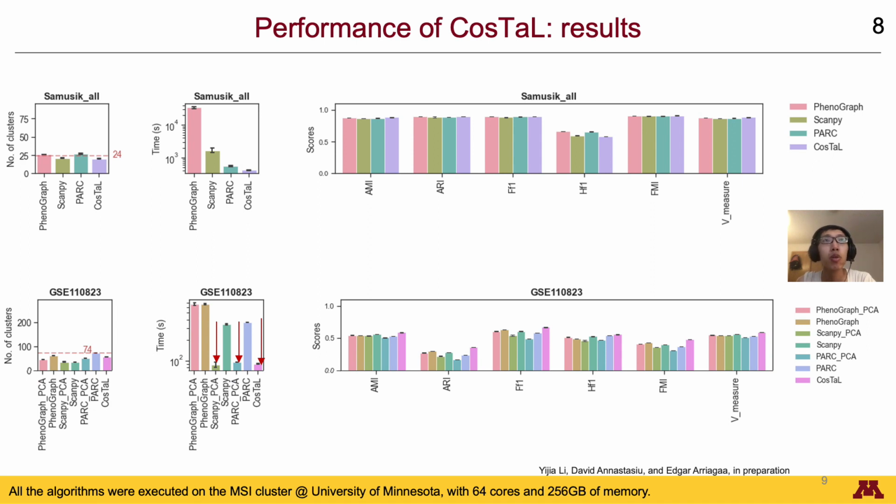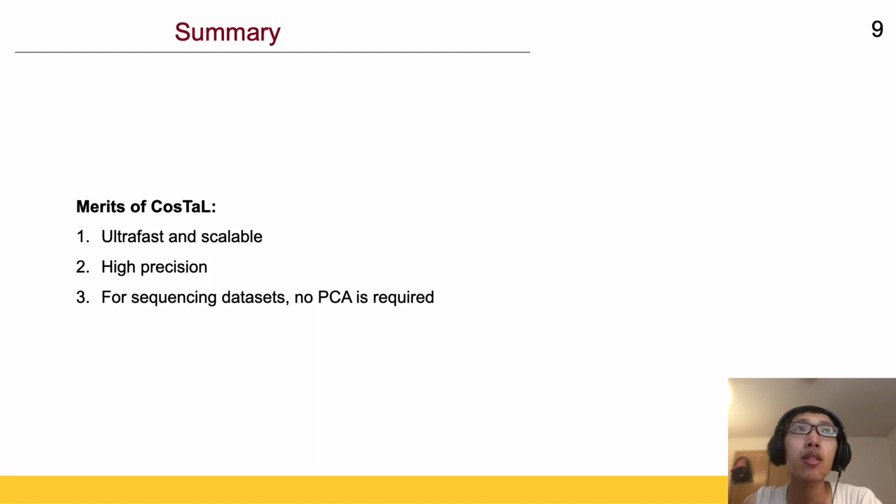And then it brings us to the conclusion, which is, firstly, CosTaL is ultra-fast and scalable. Also, it can generate high precision results in comparison with the existing tools. It's very competitive, and sometimes it even performs better. And lastly, for the sequencing datasets, you do not need to use PCA to achieve fast computing speed as well as high precision scores.